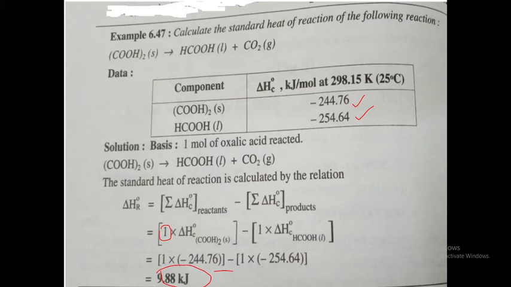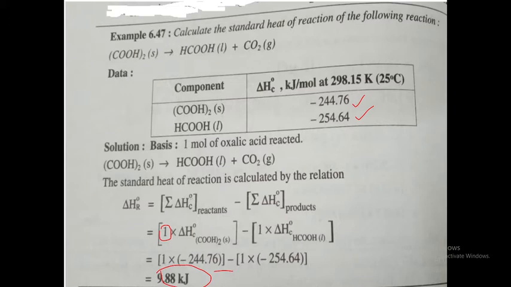Okay. So for this problem, 1 mole of oxalic acid produces 1 mole of formic acid and 1 mole of carbon dioxide. Oxalic acid is solid, formic acid is liquid, whereas carbon dioxide is gas. Are you clear or not? For this problem, carbon dioxide data are not given. What do you do here? Those component values are not given in the problem, so we should take them as 0. Are you clear or not?